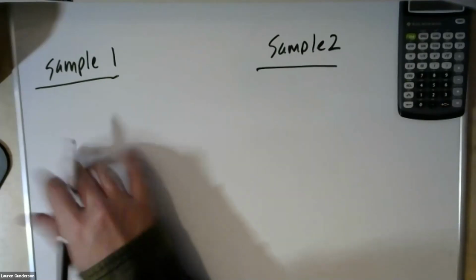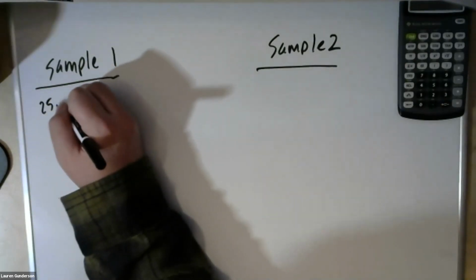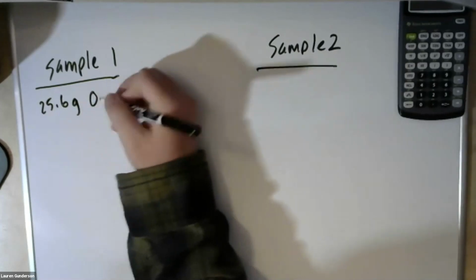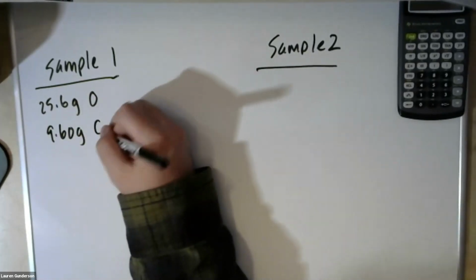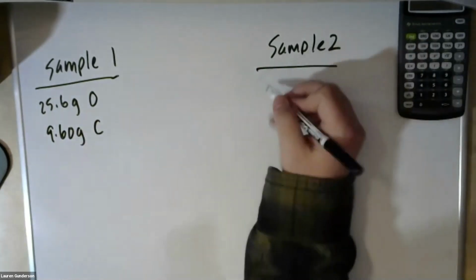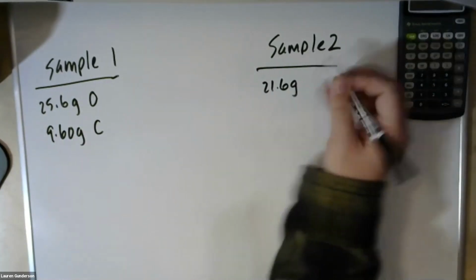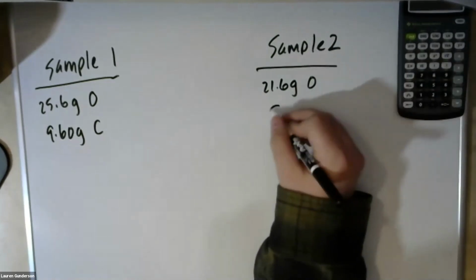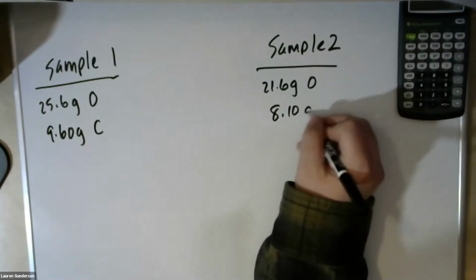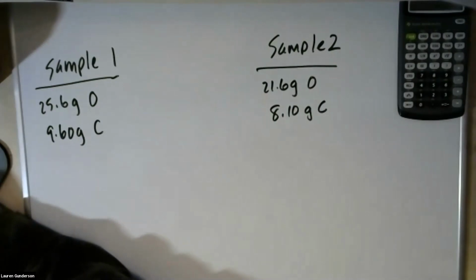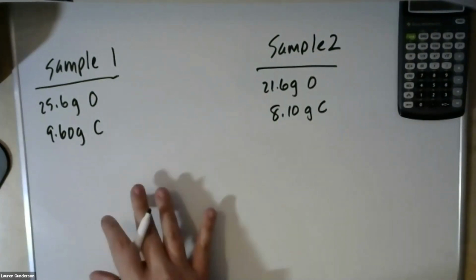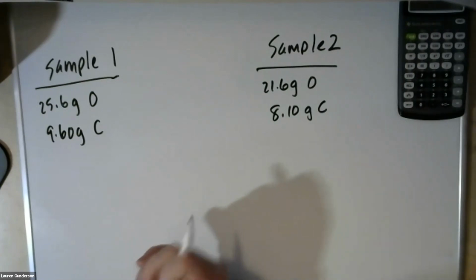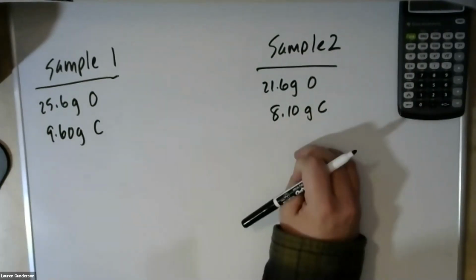Okay, so one sample is going to produce 25.6 grams of oxygen and 9.60 grams of carbon. The other sample is going to produce 21.6 grams of oxygen and 8.10 grams of carbon. Okay, so now we've written these down correctly. Now we can create a ratio, and we want to create the same ratio in both samples.